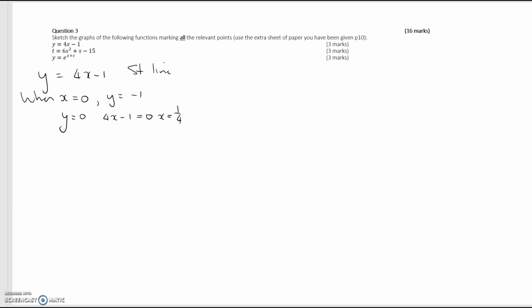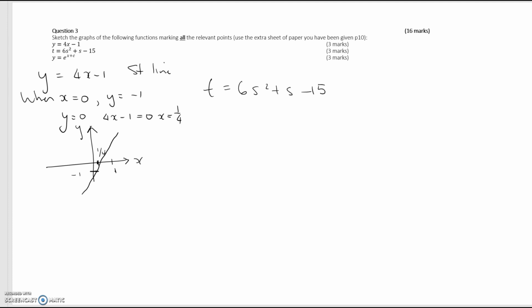Then that's enough for you to draw the curve or the line. So -1 and a quarter, so that's 1, and that's -1. And mark off that as a quarter as well. Done. 3 marks. The second one, you've already factorized.